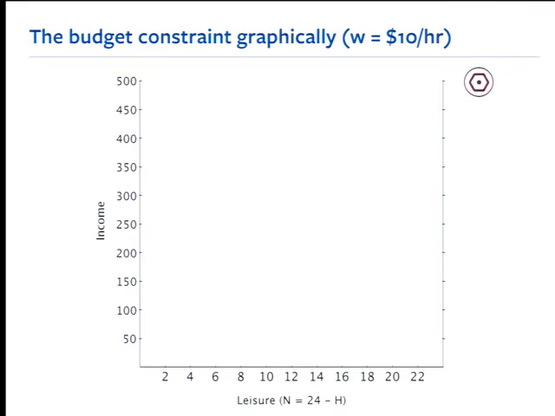Doesn't change the prediction, just makes drawing a little bit harder. So if I work in a job where my wage is $10 an hour, well, if I work 0 hours, I have $0 of income. If I work 10 hours, how many dollars do I get? 140. If I work 10 hours, that's 14 hours of leisure consumed, right? I get $140, that's roughly here. So for each additional hour that I work, I get 10 more dollars.